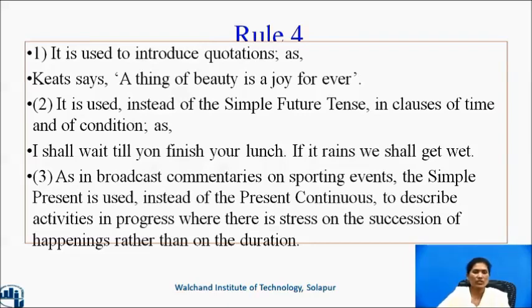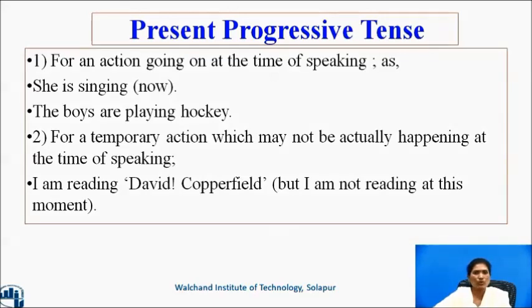When we do research, at that time we use some quotations, or when giving some material we have taken from others, as in John Keats' lines, that is, John Keats says that a thing of beauty is a joy forever. The present progressive tense is used for an ongoing action, for the time of speaking, or for an action going on at the time of speaking.